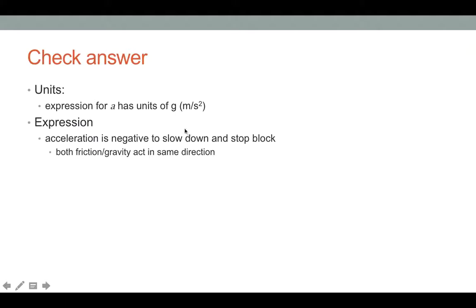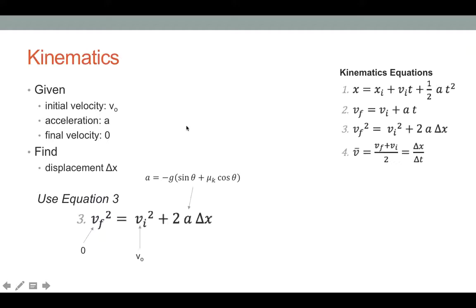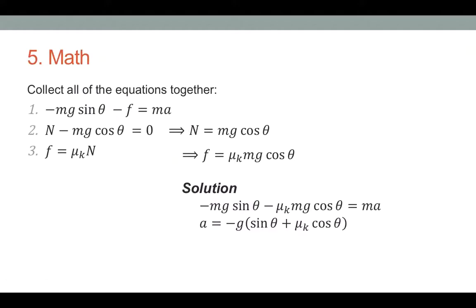So before we leave, we should first ask the question, do we have the correct units? Let's go back and look at the equation for acceleration, which is this one right here, and it should have units of acceleration. Here we have g, which is meters per second squared. Sine of theta is dimensionless, mu is dimensionless, cosine theta is dimensionless. So this expression does in fact have the correct units.